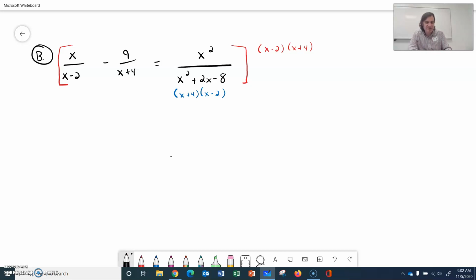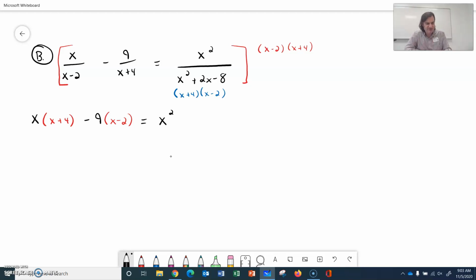So when I do that, the first fraction, the x minus 2's will cancel out, so I'll have x times x plus 4. And then with the second fraction, minus 9, but the x plus 4's will cancel out, so I'll have x minus 2 times the negative 9. And then the fraction on the right-hand side, the x squared is there, but the denominator and what would be multiplying by will cancel out, both the x minus 2 and the x plus 4, so I'm just left with x squared on the right. So then I have a simple quadratic I got to clean up.